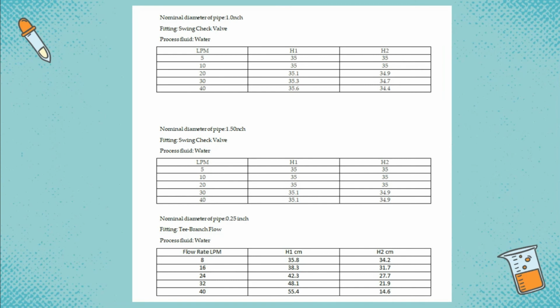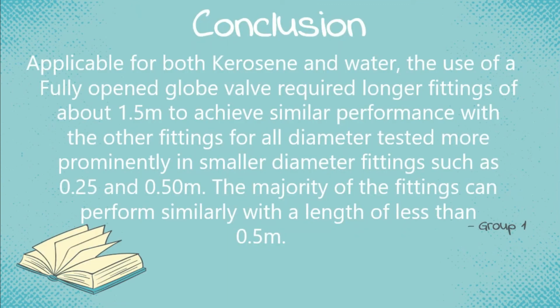For our conclusion, applicable for both kerosene and water, the use of a fully opened globe valve required longer fittings of about 1.5 meters to achieve similar performance with the other fittings for all diameters tested, more prominently in smaller diameter fittings such as 0.25 and 0.50 inch. The majority of the fittings can perform similarly with a length of less than 0.5 meters.